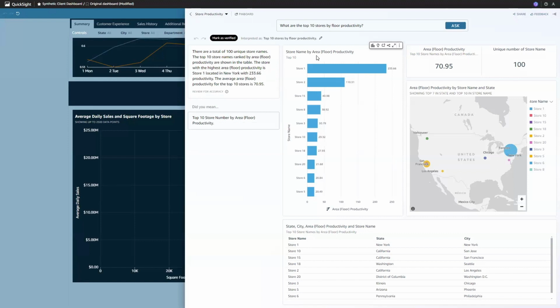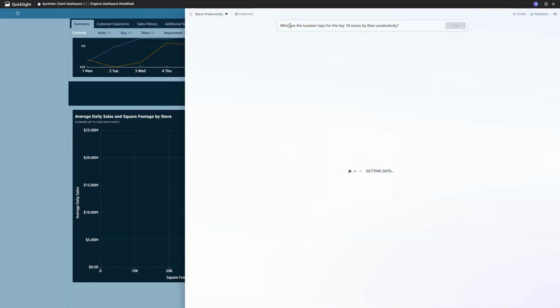This is where we can use Q to continue our ad hoc investigation, asking follow-up questions that were surfaced with these previous query results. So if we change our Q question to ask, what are the location tags of the top 10 stores by floor productivity? Now we've adjusted the question, and this is specifically to request the location tag of the top stores.